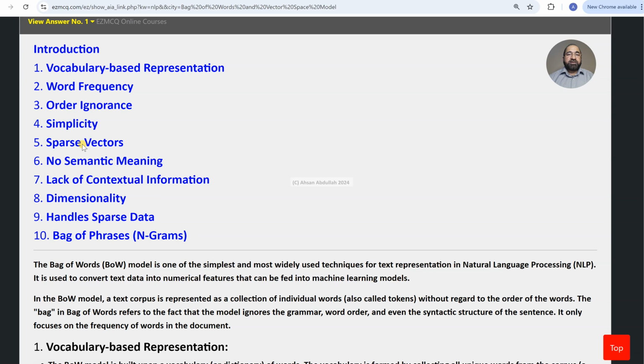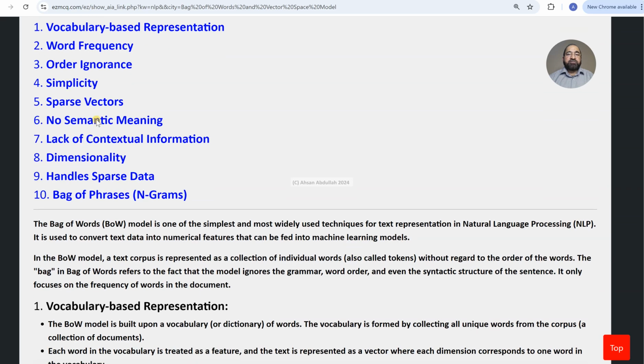So basically a vector is a representation of which words occur and which words do not occur. And of course, the vocabulary can be quite large, and it is unlikely that all the words occur in all the statements of the document. So it's a very sparse vector. There is no semantic meaning because we are just looking at the frequency. We don't look at the order.